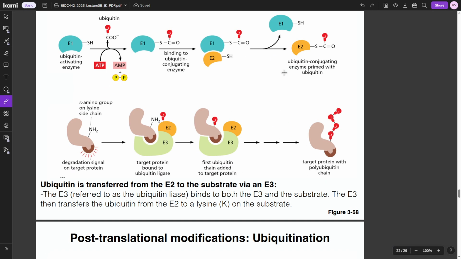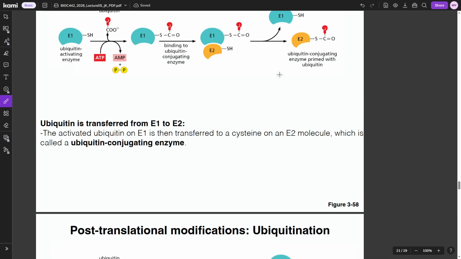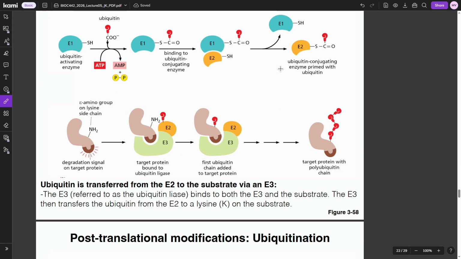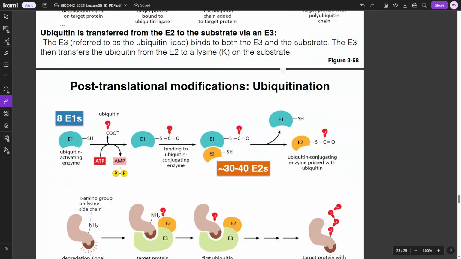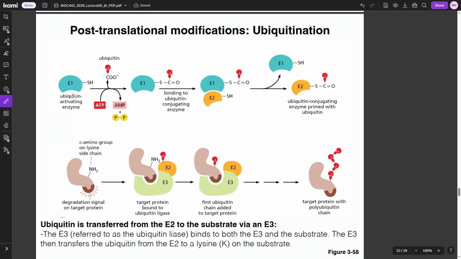Funny enough, this is just going through E1, E2, E3 again, which you already did in 441. I'm going to skip all the way down to this slide. So remember, E1 is the ubiquitin activating enzyme. It takes ubiquitin, activates it, and attaches it to E1. E1 then binds to E2, the ubiquitin conjugating enzyme, and transfers the ubiquitin to E2.